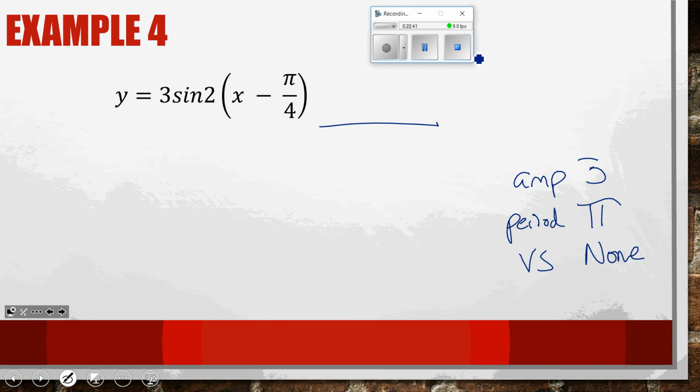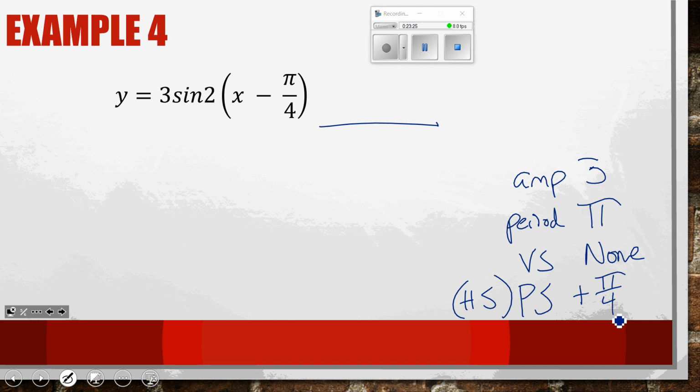Okay? So phase shift, and you can actually even think of a phase shift as a horizontal shift. That's what it's doing. A phase shift is a horizontal shift. What do you think our phase shift is? If it's on the inside, it's going to be a phase shift. It's pi over 4, right? And I like to put a direction. If this says x minus pi over 4, then we're going to shift everything pi over 4 to the right. So I'm going to put a positive pi over 4.